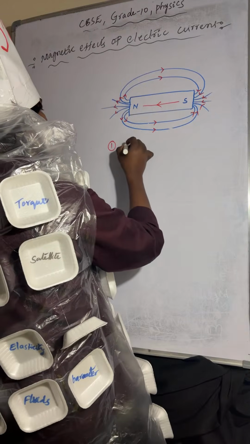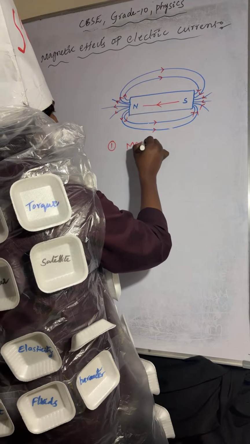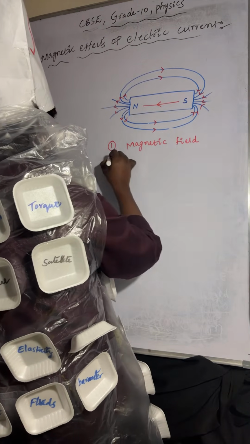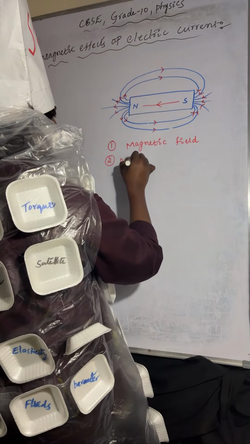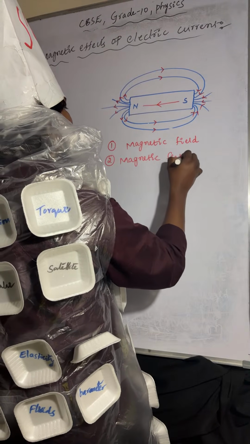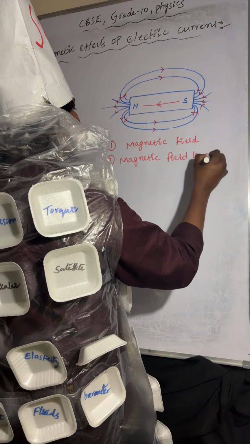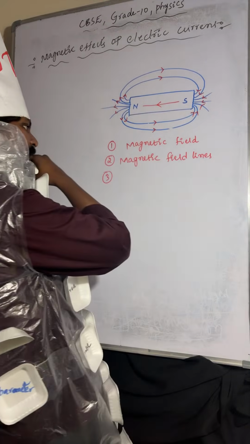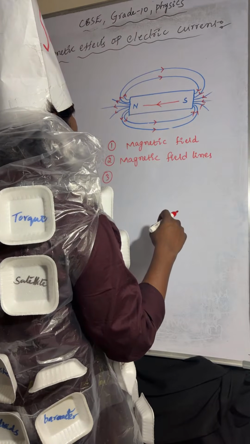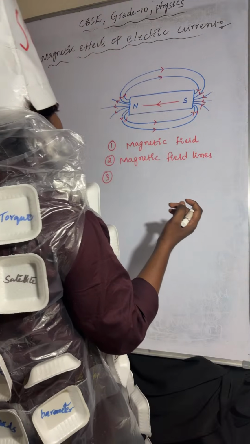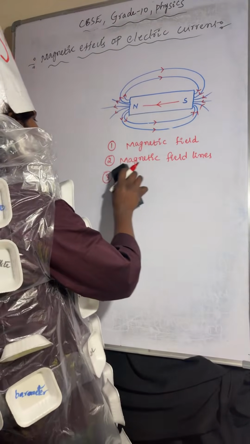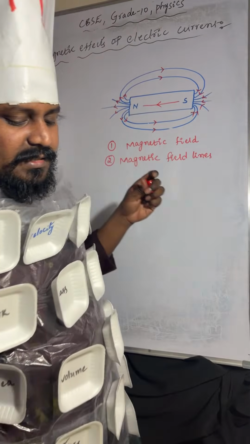So we'll discuss a few points. First one is magnetic field. Second one is magnetic field lines. Coming to the third one, we'll discuss the properties of magnetic field lines. After that, that's enough. These two points, anyway, properties come under magnetic field lines only. So point number 1 is already discussed.